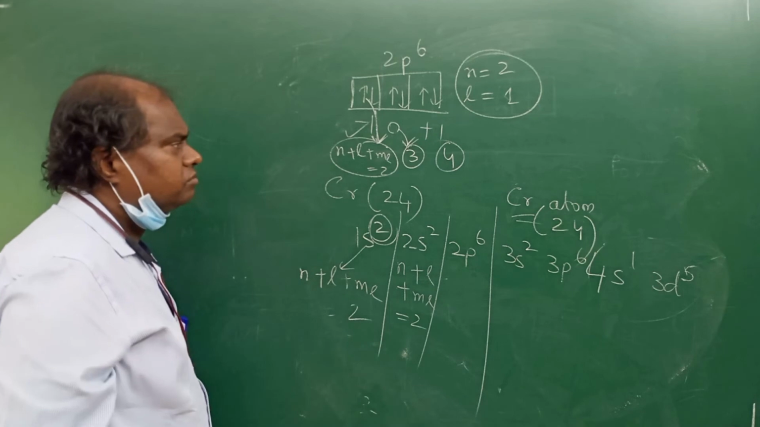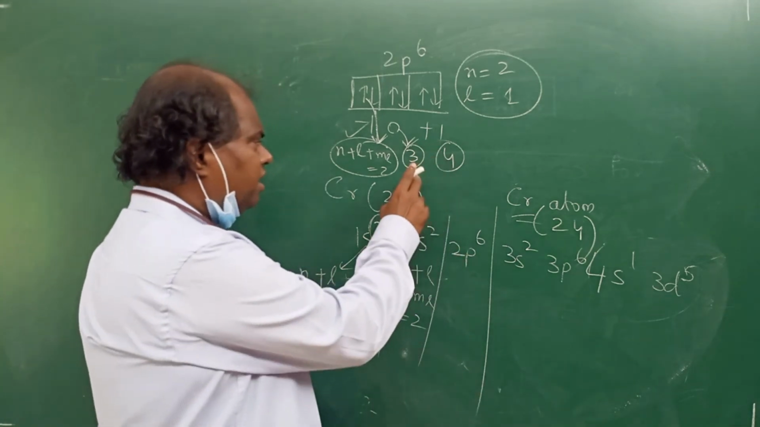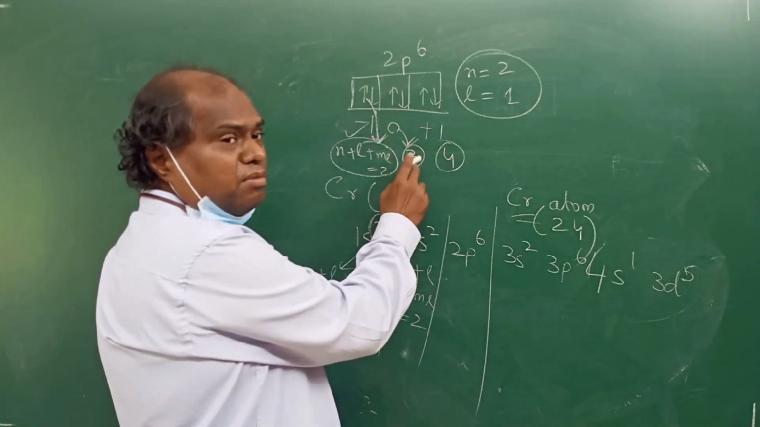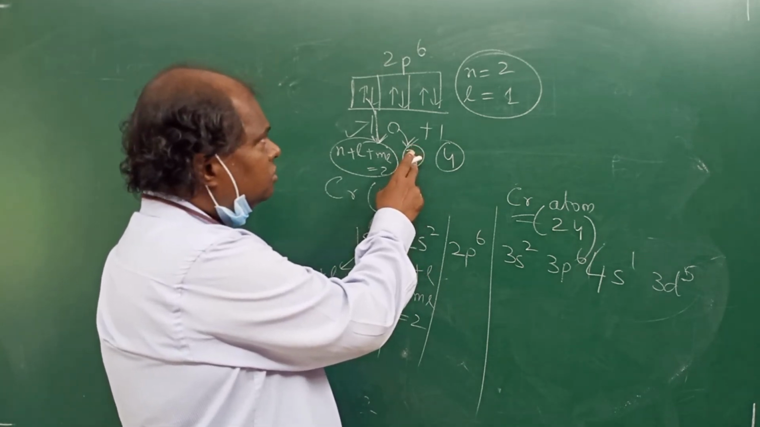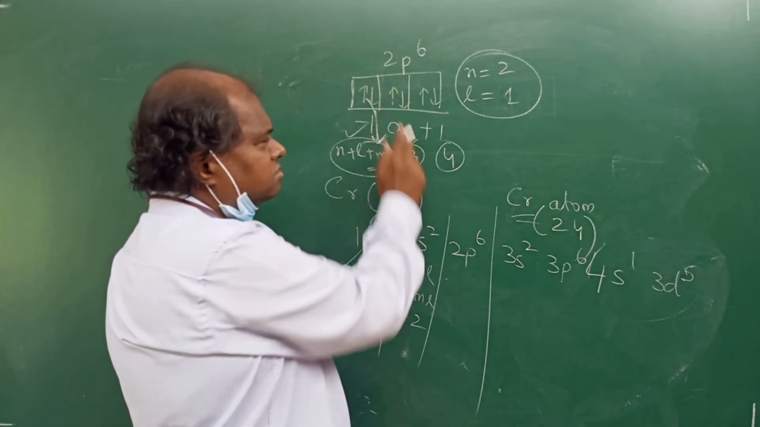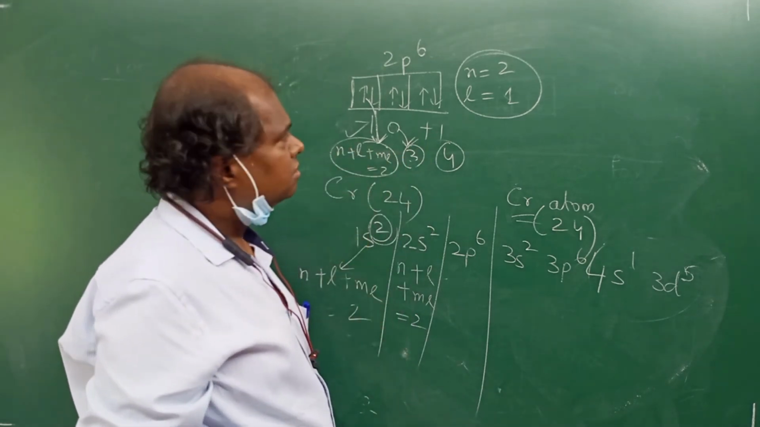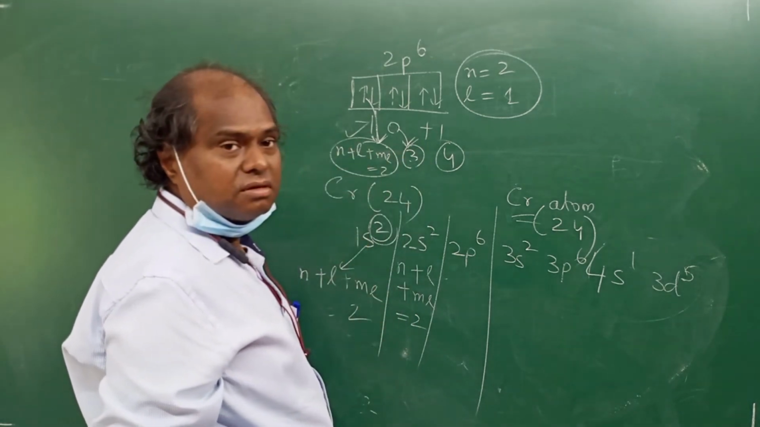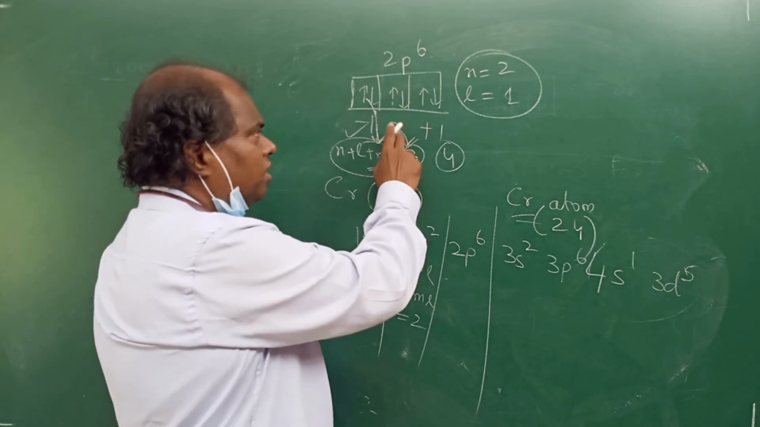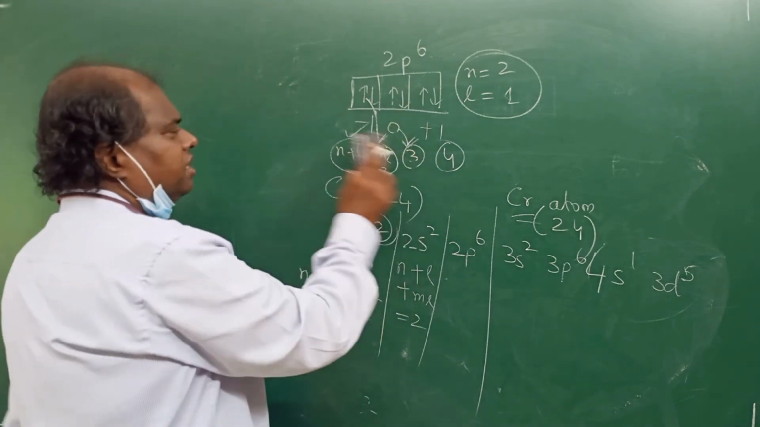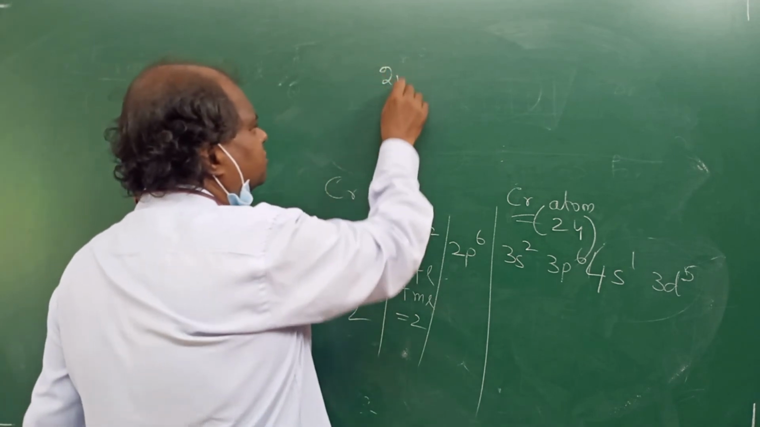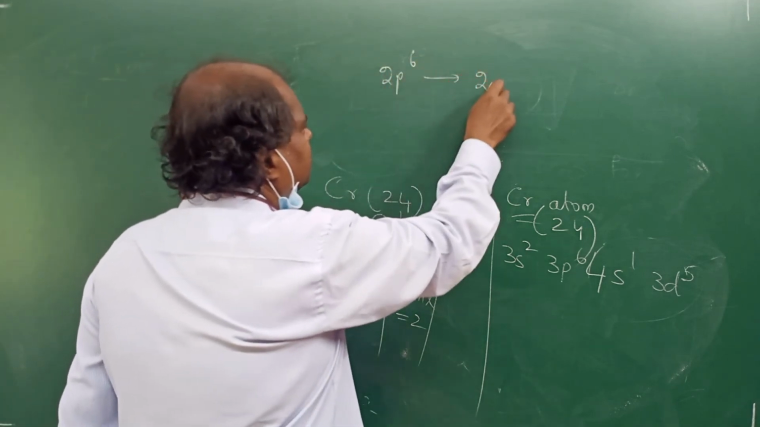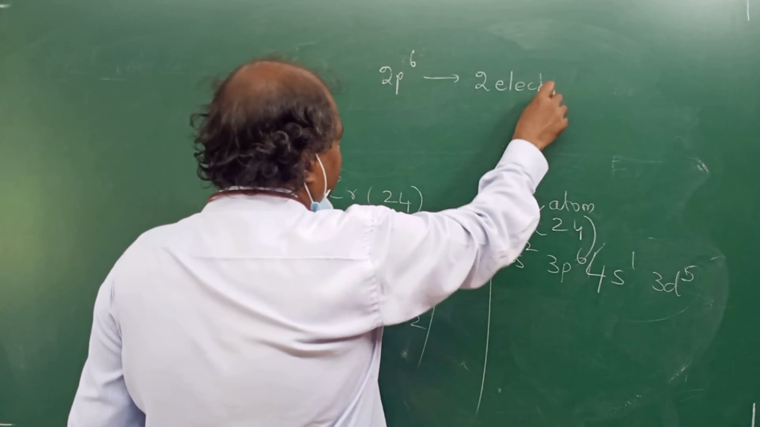Okay. Now I want n plus L plus ml to be 3. Remember? I told you n plus L plus ml, 3 I want. So here you are getting 2 electrons now. Correct? I am getting 2 electrons here. So I can write here, for 2p6 I will get 2 electrons. Okay, let's do the other ones now, fast.